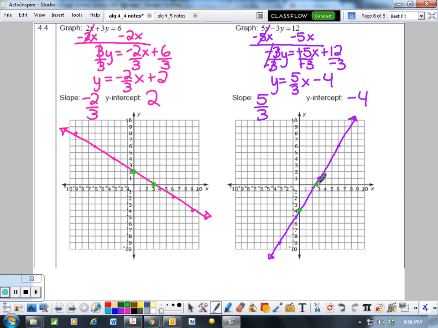And we're looking for key parts of these graphs, because as we move into different types of graphs and into contextual problems, these are going to be really important to us.